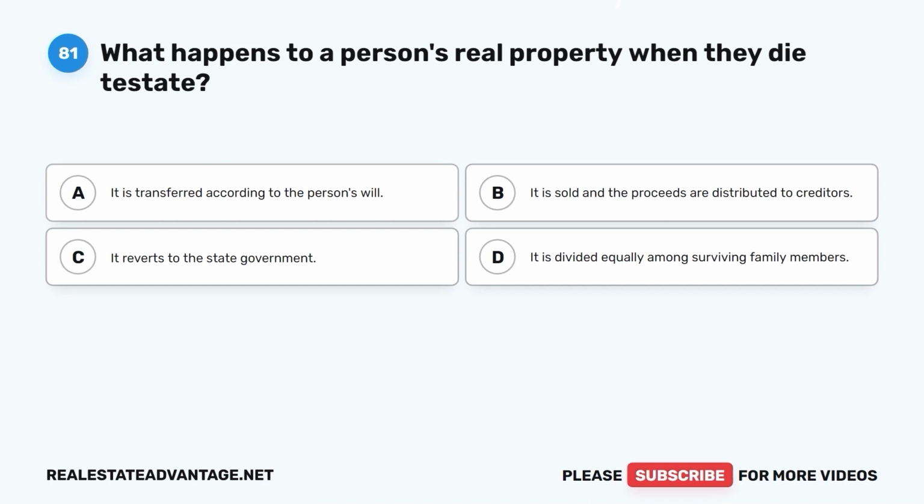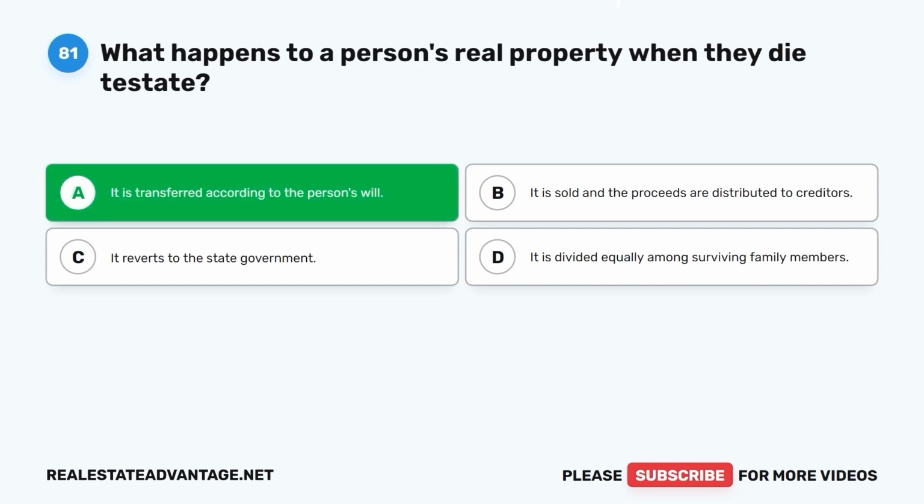Question 81. What happens to a person's real property when they die testate? A. It is transferred according to the person's will. B. It is sold and the proceeds are distributed to creditors. C. It reverts to the state government. D. It is divided equally among surviving family members.